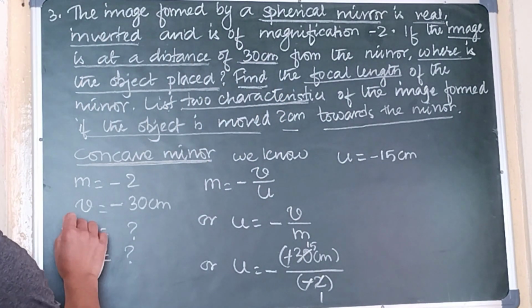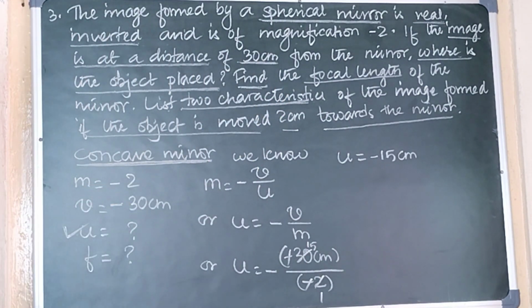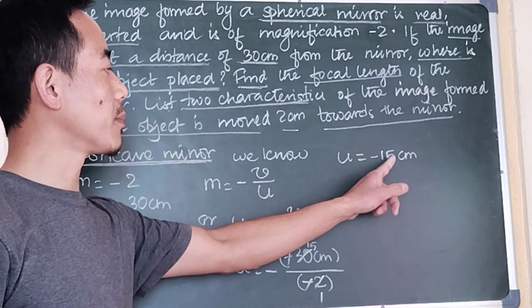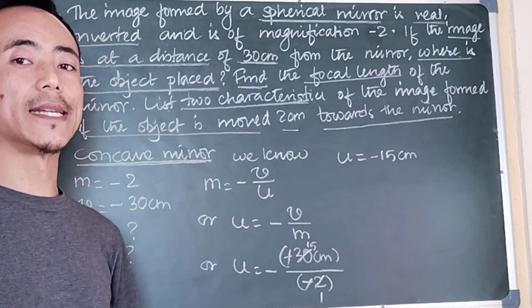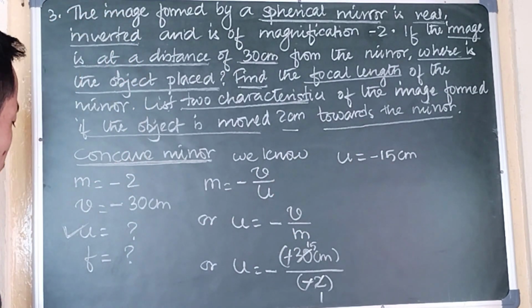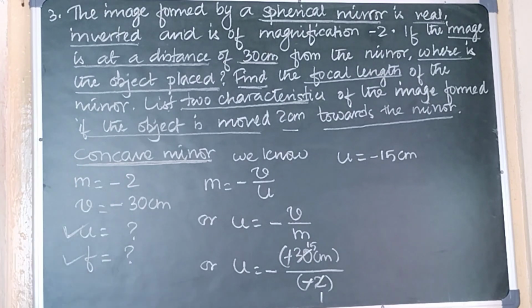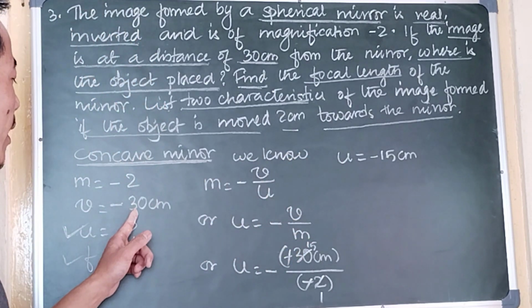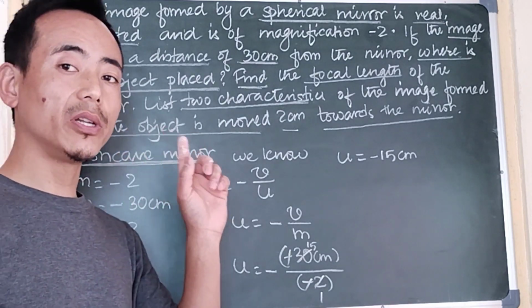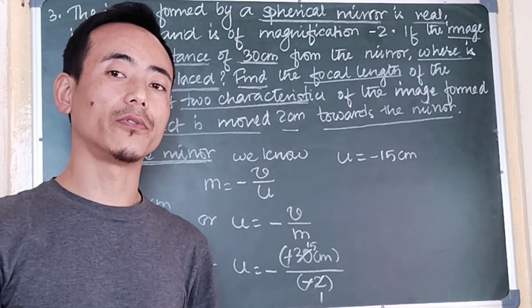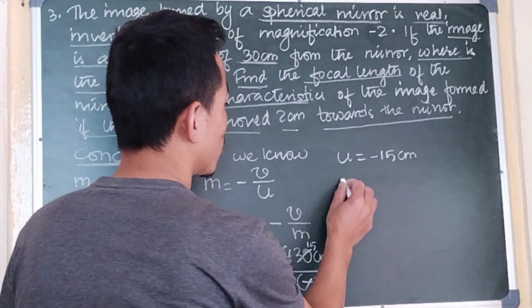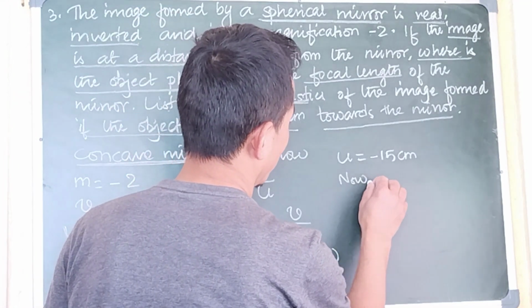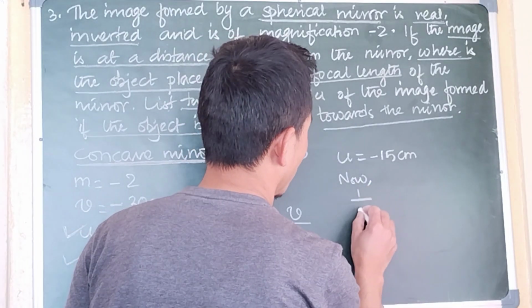So this is the first thing that we have to find out. The object distance comes out to be minus 15 centimeter. Now the second thing that we have to find out is F. Since we already have the value of U and the value of V, we can use the mirror formula to do the calculation for F. So for focal length, we will use the mirror formula.